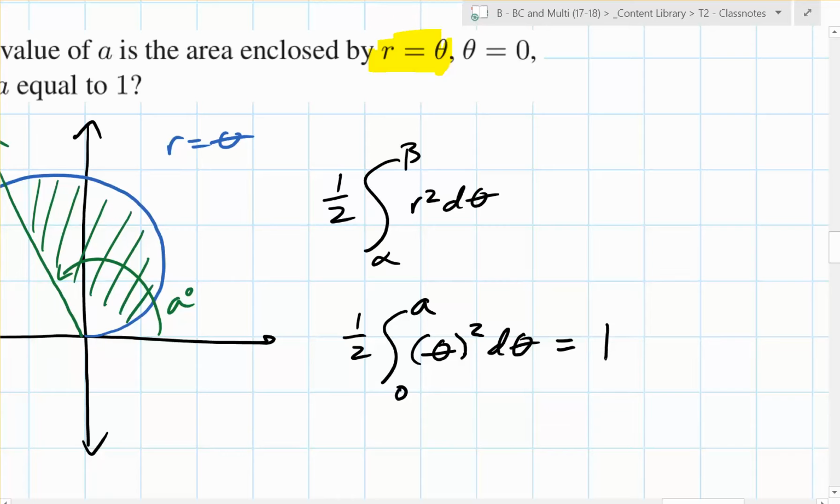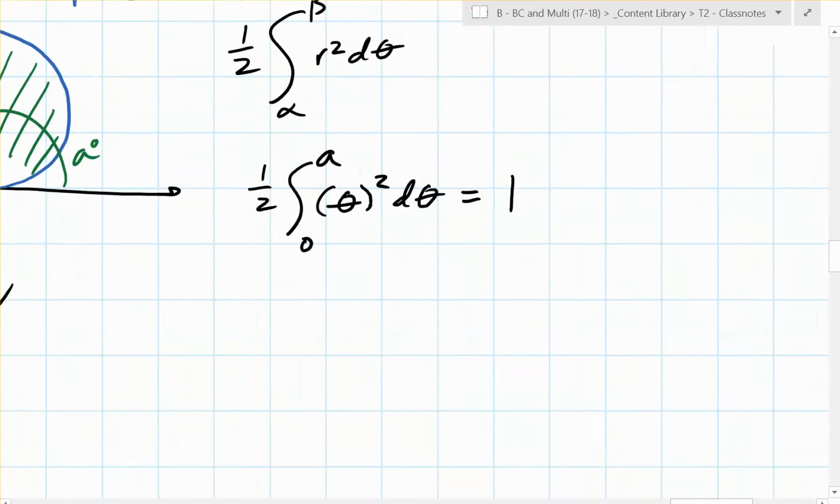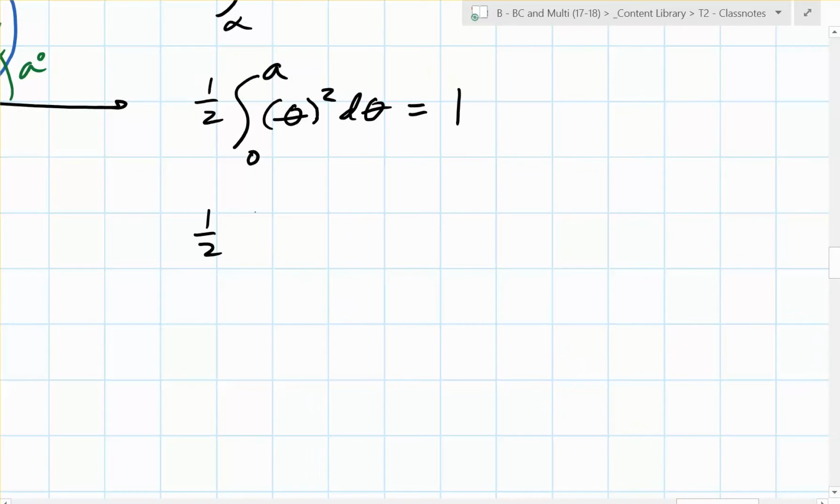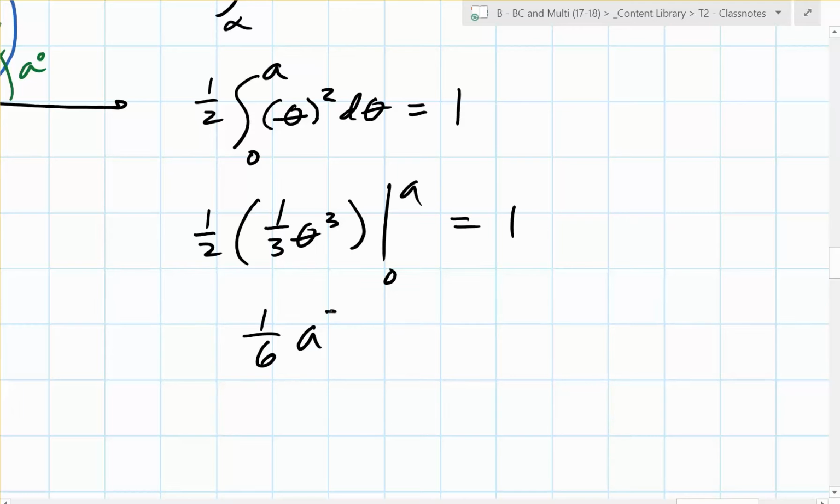It's all about the setup on this question, not about the calculus. Can you integrate this pretty easily? Hopefully. What's it going to be? 1/3 theta cubed from 0 to a equals 1. So what is that? 1/6 a cubed equals 1. Is that correct? So a cubed is equal to 6. So what does a equal? The cube root of 6.